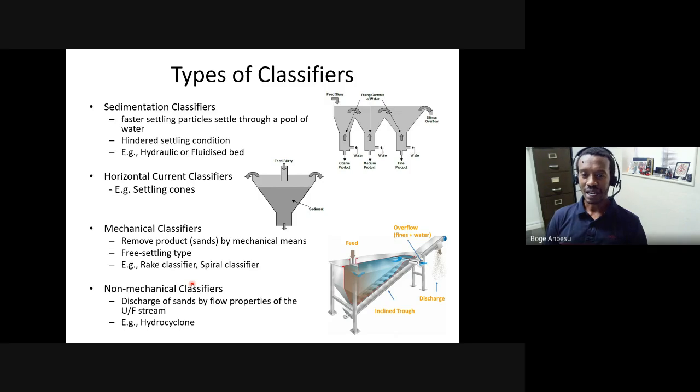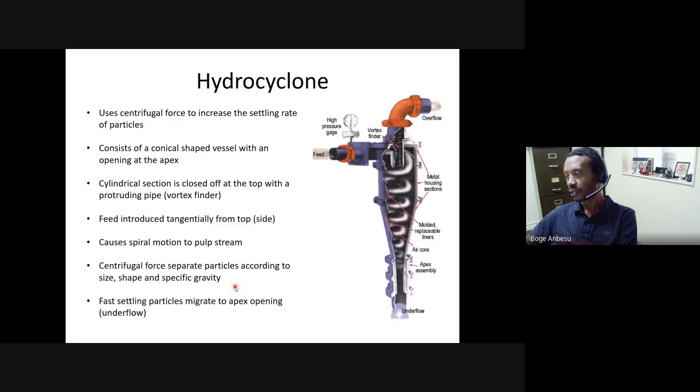don't actually use any mechanical means to remove the solid. They're purely based on the properties of the solids that we're feeding into this equipment. And based on the size of the solids we're feeding or based on the density, we can also just track the motion of the particles, separate the solids that are coarser from the ones that are finer by just using cyclones. And I will talk about hydrocyclones in the next slides.